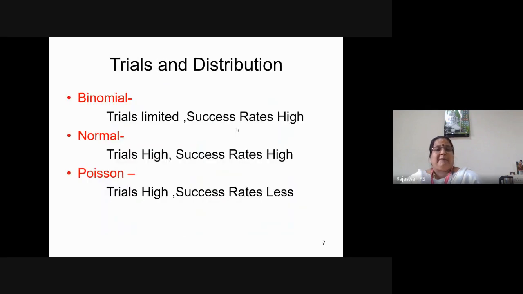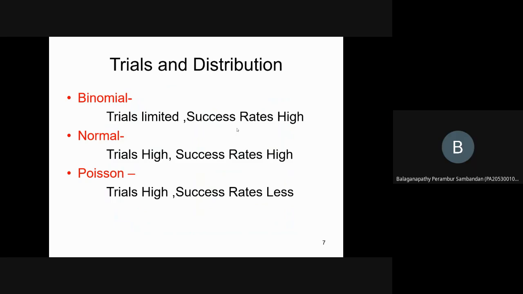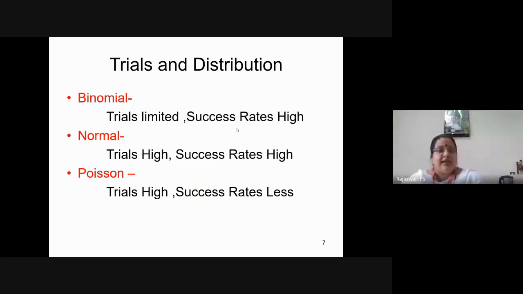Okay. So, trials and distributions. In case of binomial, there's a clue that I'm giving to you. For binomial distribution, your trials will be limited. What is this trial? I am permitting you to conduct some experiment, or some tossing of a coin, or some trial there. So that is called a trial here.